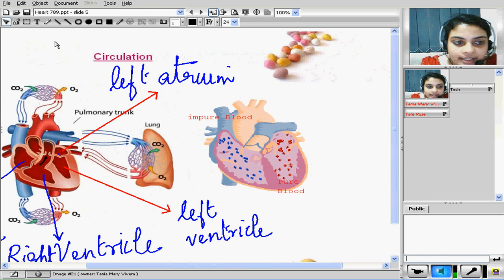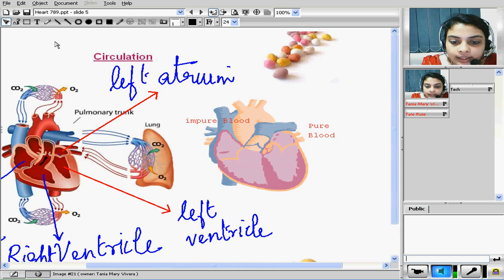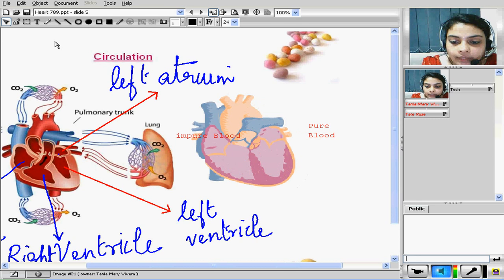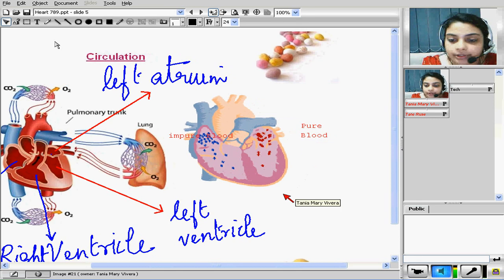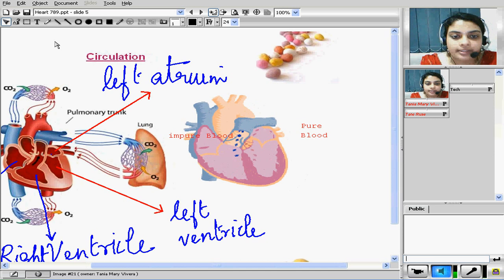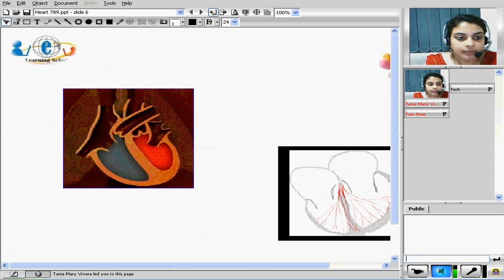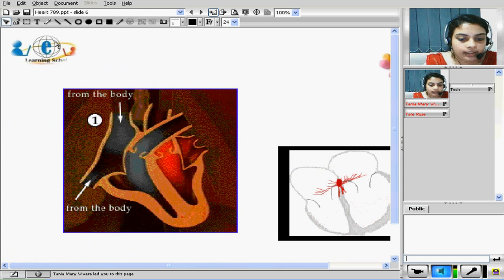Okay, that's great, Tate. So you understood basically where the pure blood and the impure blood is. The impure blood is in the right chambers of the heart, and on the left side you have the pure blood, which is signified by the red dots. That's great, Tate. And we should also find out what else is there inside the heart. Okay, we can move to the next picture. Let's make it a little bigger for you so that you can get a clear picture.